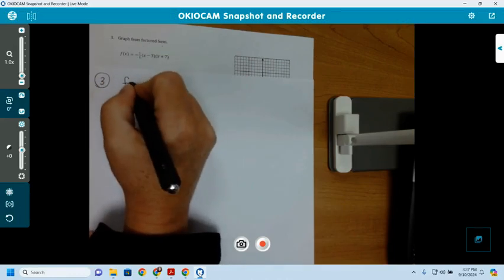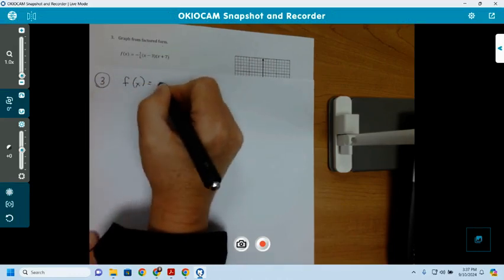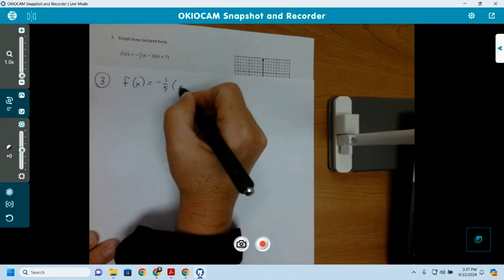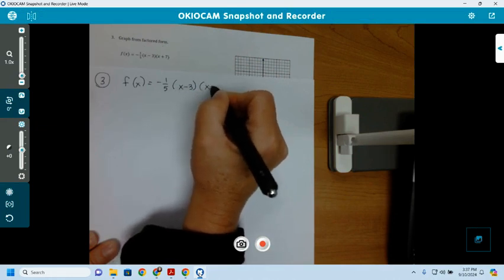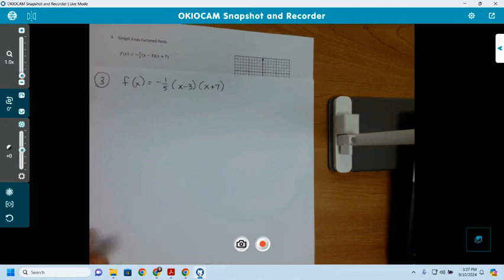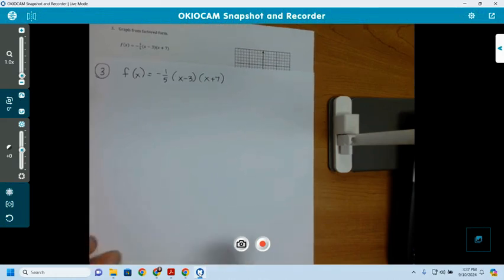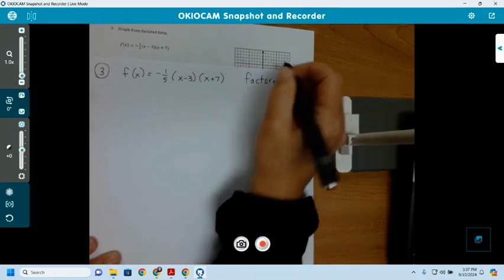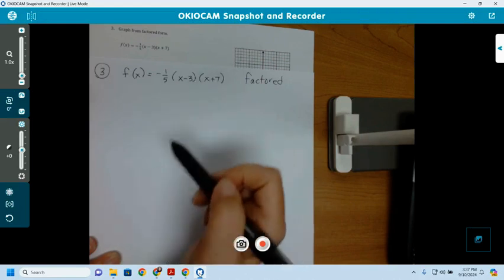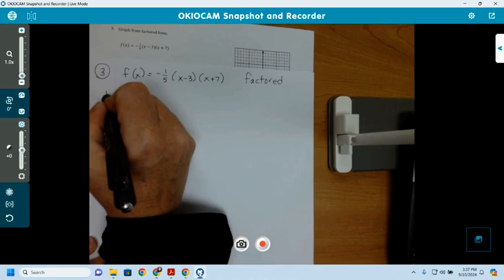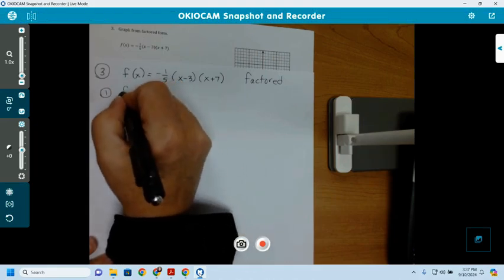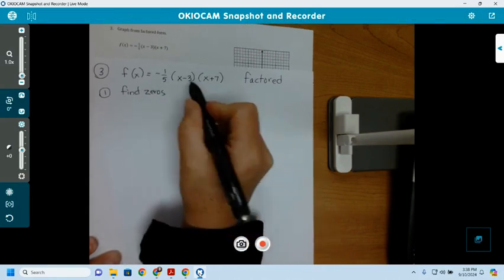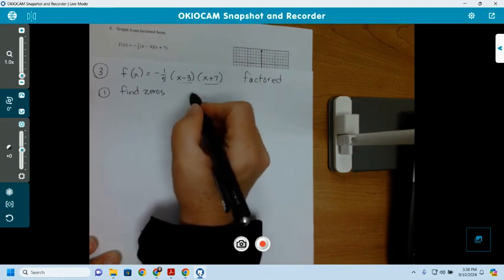Question 3, the equation is f of x equals negative 1/5 times x minus 3 times x plus 7. This is the factored form, right? I'm going to write factored to remind myself that that is the factored form. There are two binomials. The first thing I can do when I have the factored form is find the zeros. I find the zero of that one and find the zero of that one.